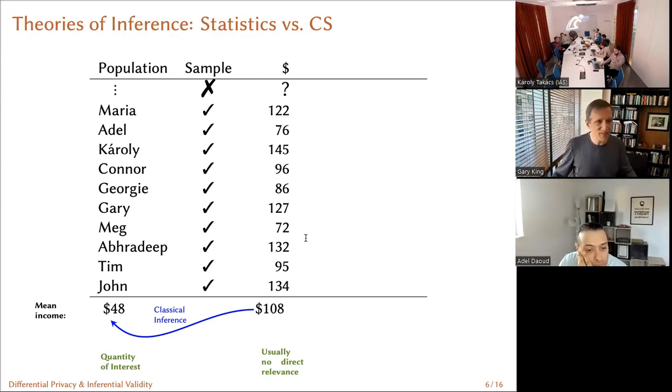Everybody on the same page there? That's classic statistical inference. That's what we do. We collect samples, not to learn about the samples, but to learn about the population.